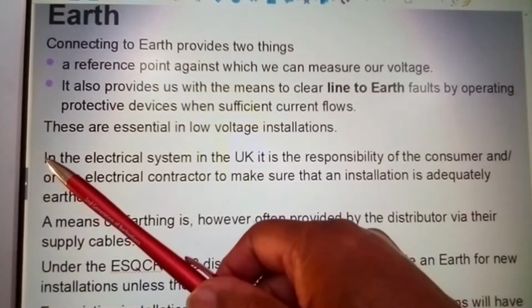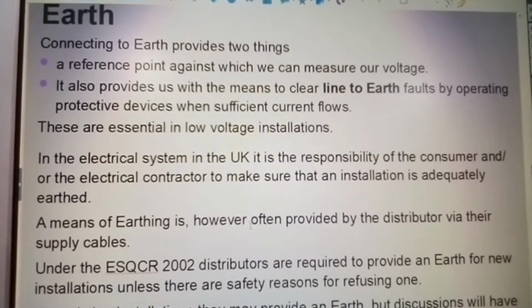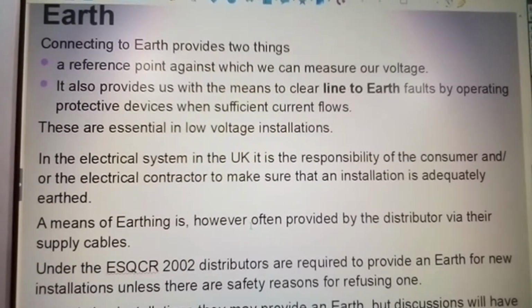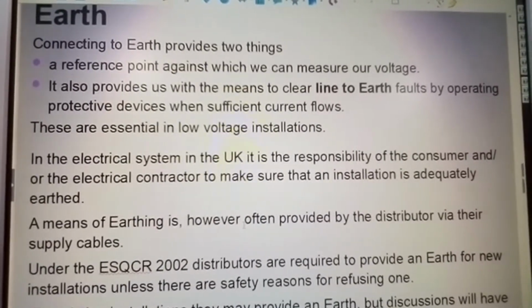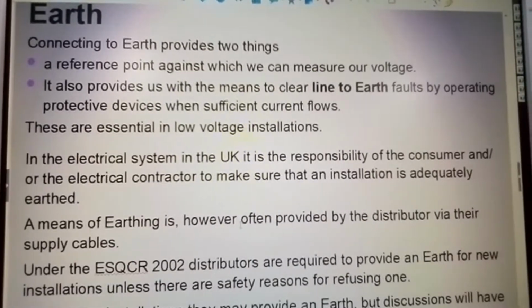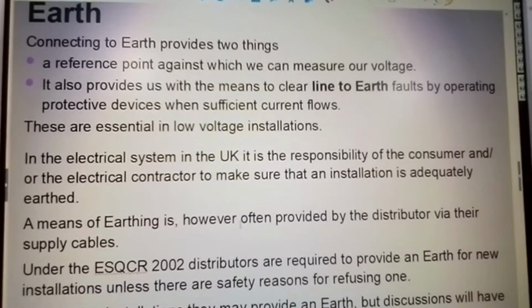In the electrical system in the UK, it is the responsibility of the consumer and or the electrical contractor to make sure that an installation is adequately earthed. A means of earthing is, however, often provided by the distributor via their supply cable.